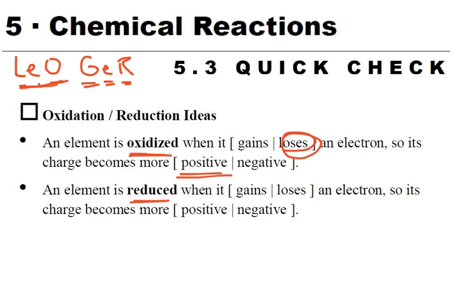So if it goes from a negative number to 0 or 0 to positive, or with Fe, from 2 plus to 3 plus, anything where its charge gets more positive, that is oxidation. Reduction is the opposite, when it's going to gain electrons. When it gains electrons, it becomes more negative. This makes sense because if you are gaining negative electrons, your charge gets more negative. If you're losing negative electrons, your charge gets more positive.